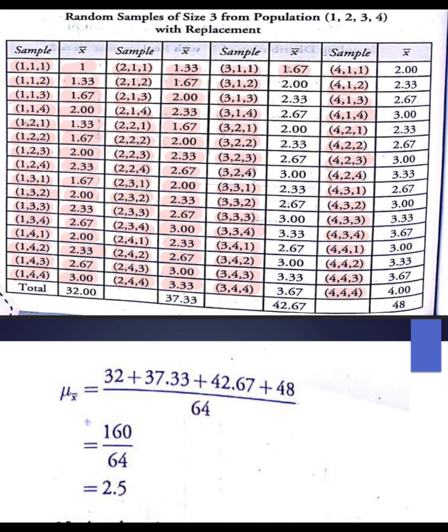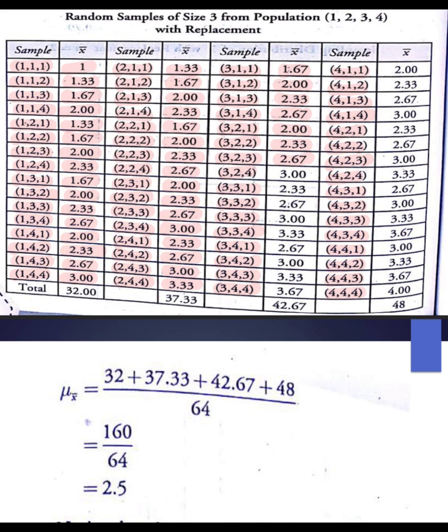3 plus 1 plus 2 divided by 3 is 2.00. 3 plus 1 plus 3 divided by 3 is 2.33. 3 plus 1 plus 4 divided by 3 is 2.67. 3 plus 2 plus 1 divided by 3 is 2.0. 3 plus 2 plus 2 divided by 3 is 2.33. 3 plus 2 plus 3 divided by 3 is 2.67.